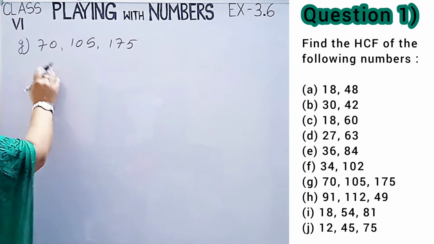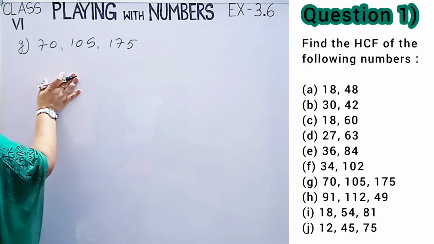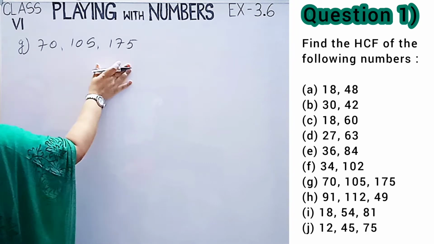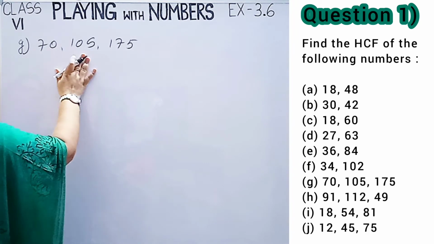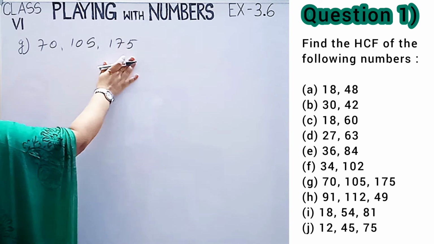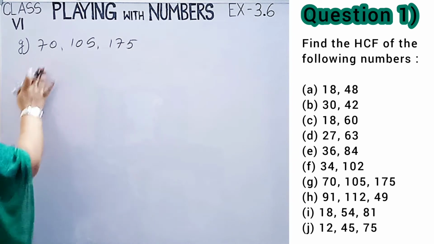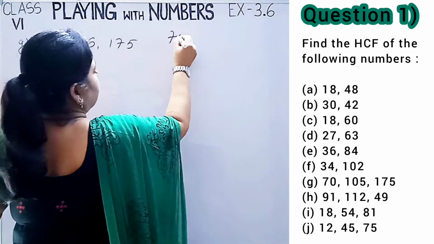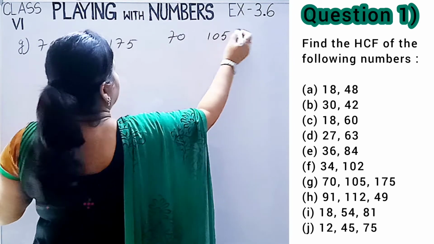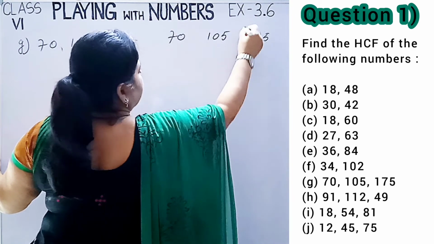G. 70, 105, 175. So here are 3 numbers and we have to find out common factors of 70, 105, 175. After that we will find out HCF. So 70, 105, 175.